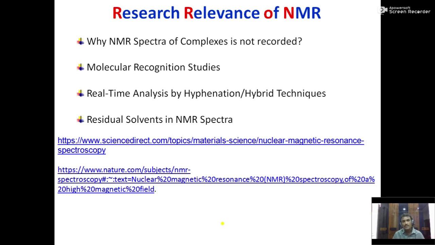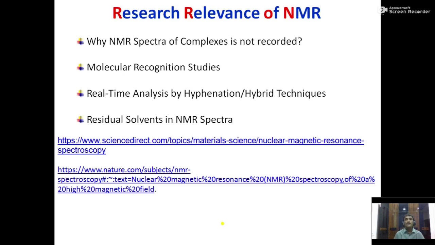Real-time analysis is possible. One simple example I would like to give: you can couple this NMR with the solid phase extraction method, SPE. Real-time analysis can be done. So during the real-time analysis, if some hazardous compound is forming, we can stop that reaction. We will not allow that reaction to proceed further. You can couple SPE with NMR or many other techniques. Hyphenation means coupling of two or more techniques so that we can get the advantage of each technique. It is also called a hybrid technique.